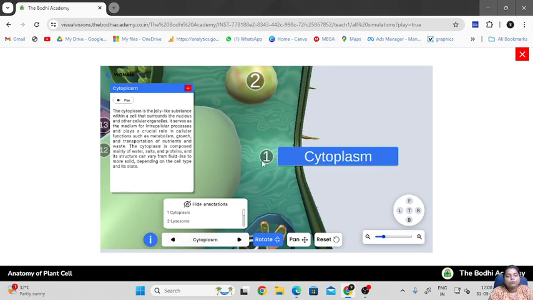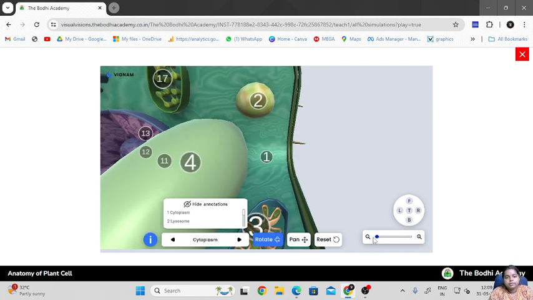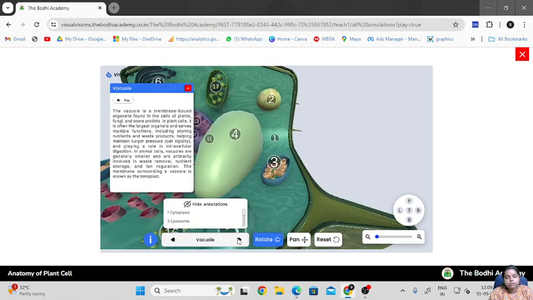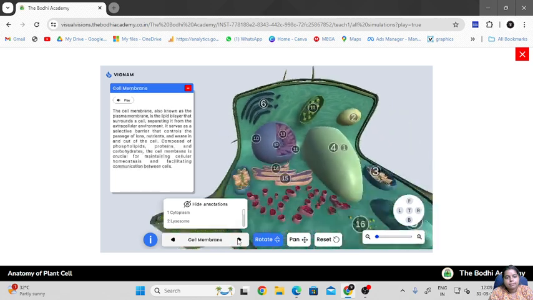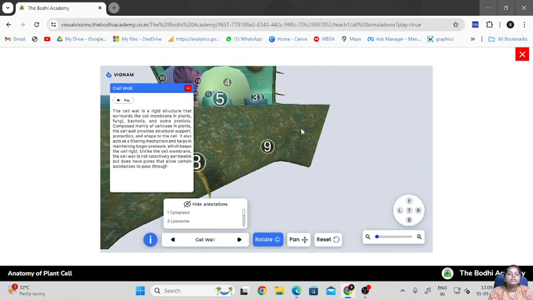So we have learned about the entire anatomy structure. Yes, so we have seen the anatomy of the plant cell.